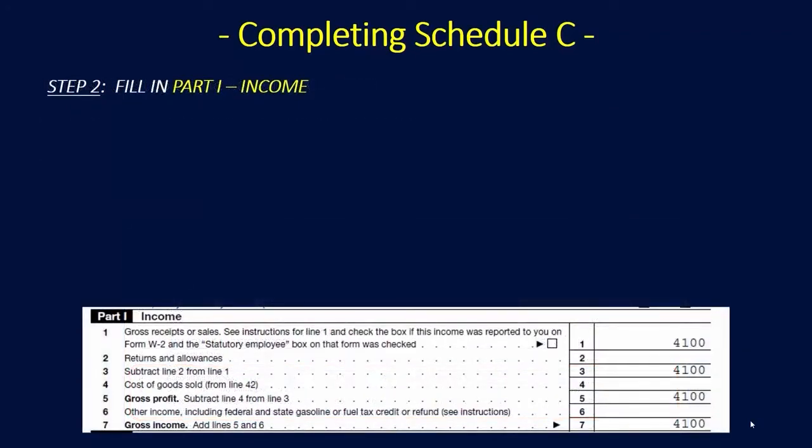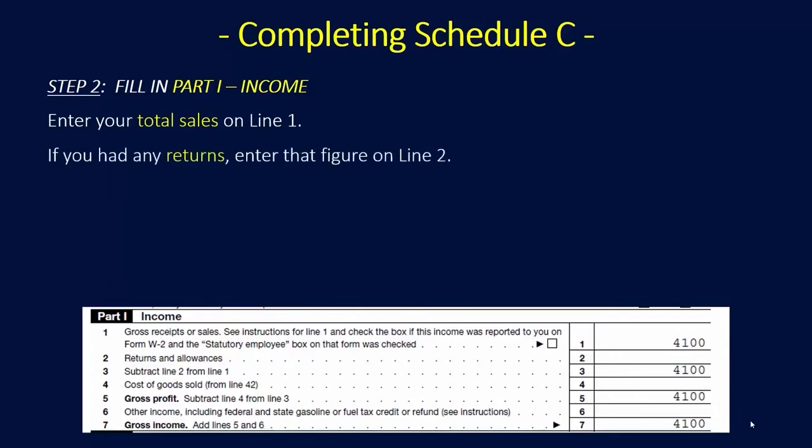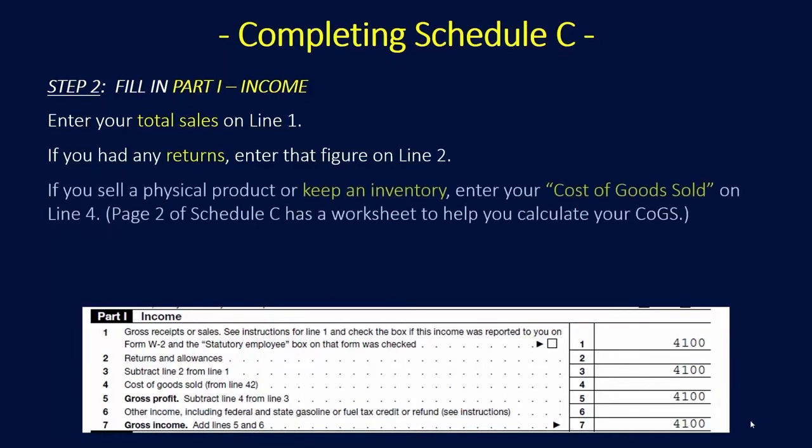Step number 2, we fill in Part 1, the income section of the Schedule C. We enter the total sales on line 1. If the business had any returns, we enter that figure on line 2. And if the business sells a physical product or keeps an inventory, then we have to calculate a cost of goods sold on line 4.